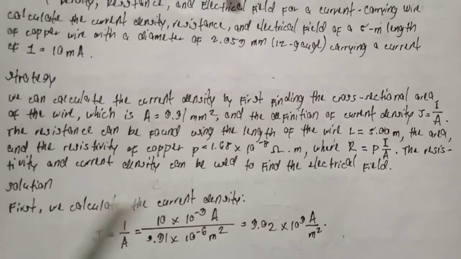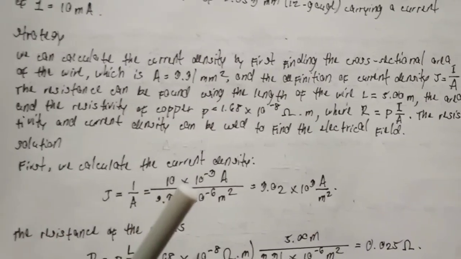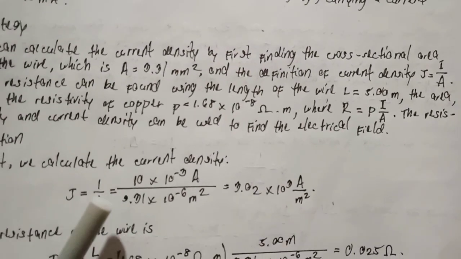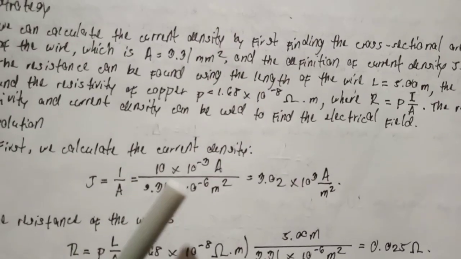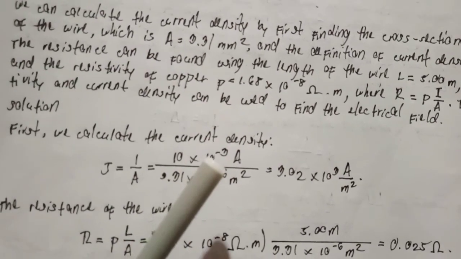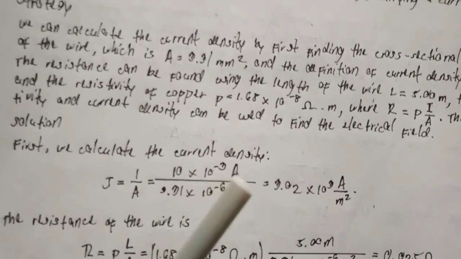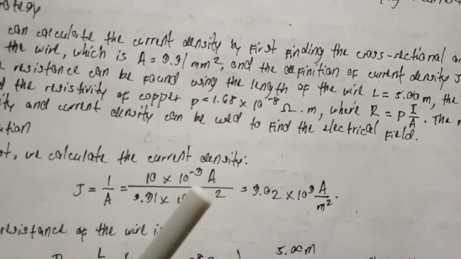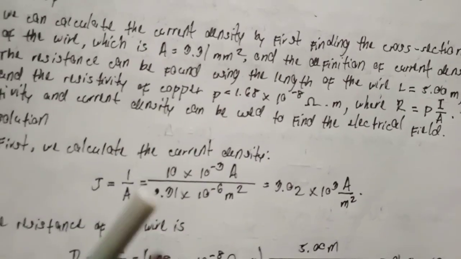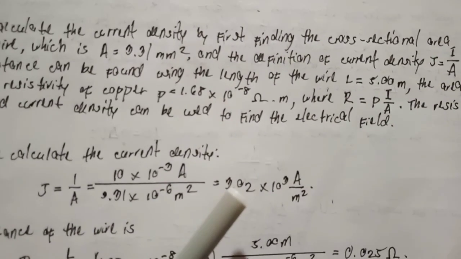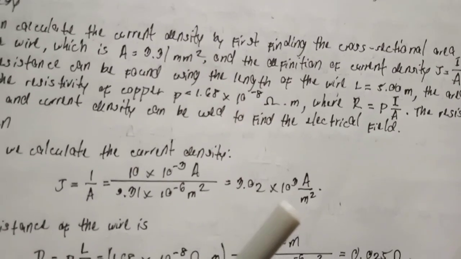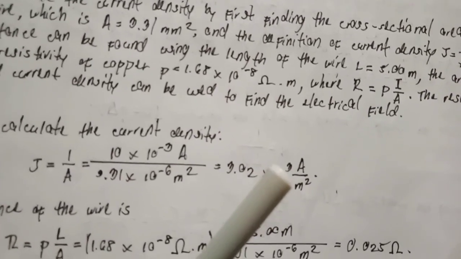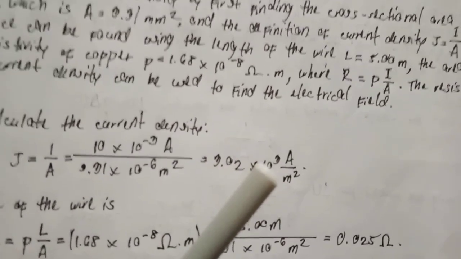Solution: first, we calculate the current density. J is equal to I over area, which is equal to 10 times 10 raised to the power of negative 3 amperes over 3.31 times 10 raised to the power of negative 6 meters squared. So we're going to substitute. Then this is the answer, 3.2 times 10 cubed amperes over meters squared.